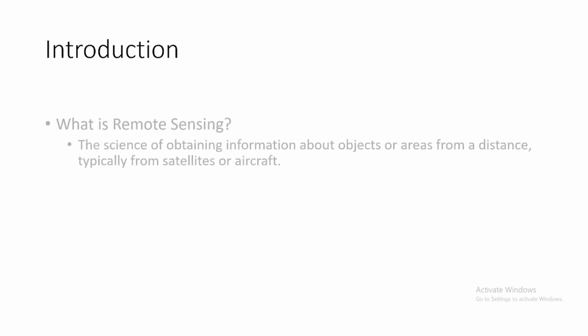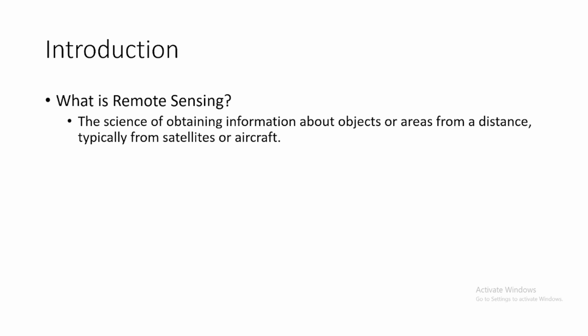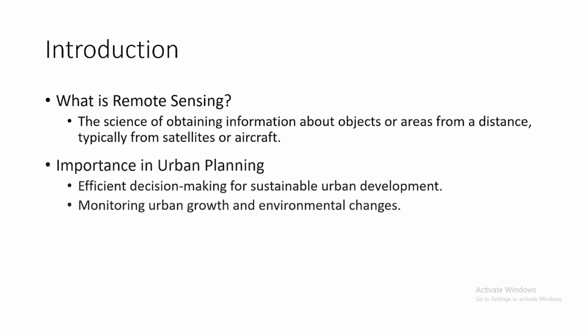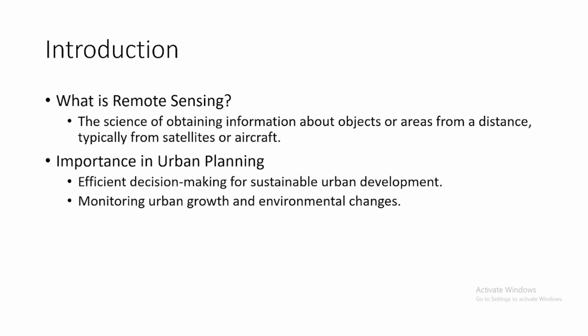First of all, we already know what remote sensing is. Basically, remote sensing is the science of obtaining information about objects or areas from a distance, typically from satellite, aircraft or drone imagery. And important is urban planning. When we apply remote sensing, we can easily support decision making for sustainable urban development or monitoring the urban growth and environmental changes. Okay?